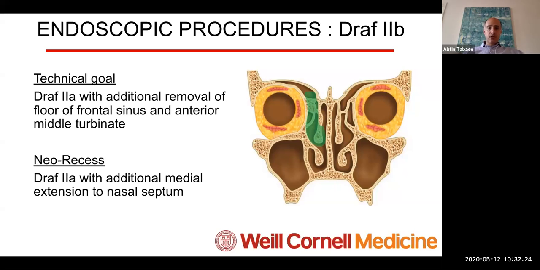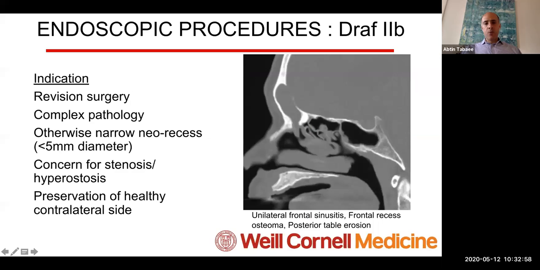A 2B procedure expands on the 2A by extending the neo-recess all the way to the nasal septum. So you're clearing out the middle turbinate and a portion of the frontal floor. And so now your recess, it's still unilateral. You haven't crossed over to the contralateral side. And the anterior posterior dimension is the same. You're still clearing out the same frontal recess cells, but the cheat, if you will, the extension that you get is a wider medial to lateral dimensionality of this. This is a really important, and in my opinion, a very underlooked surgery.